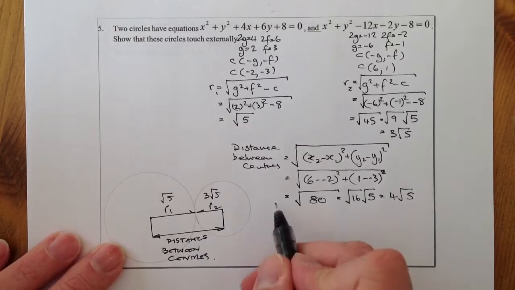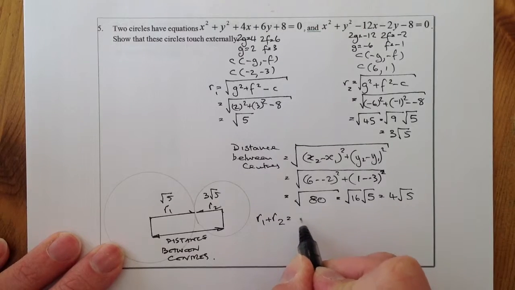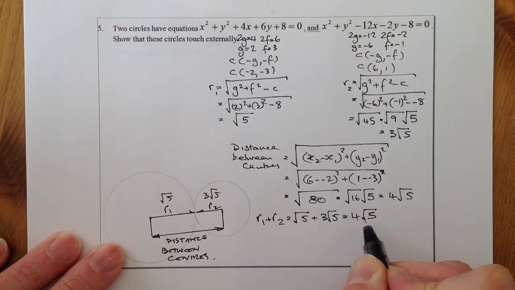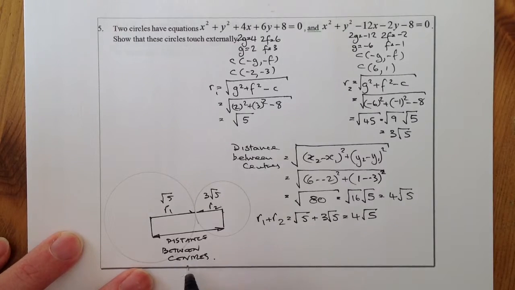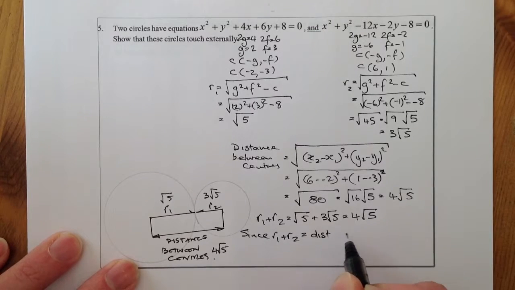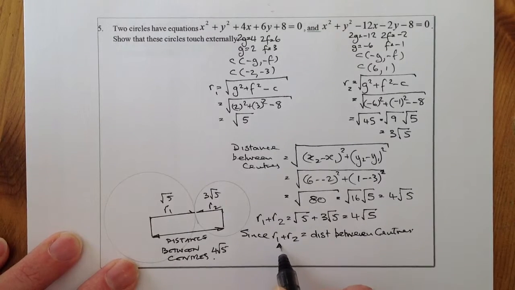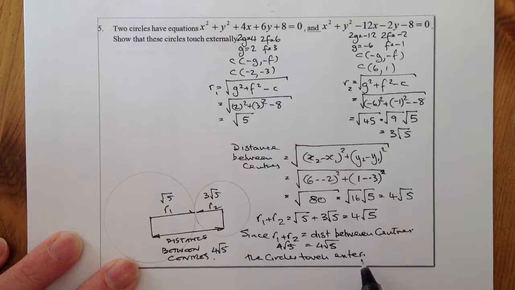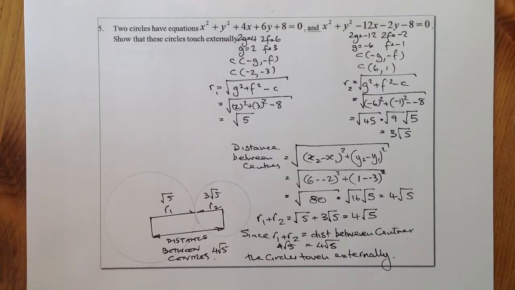What I'll do is work out R1 plus R2. So R1 plus R2 is equal to root 5 plus 3 root 5, which equals 4 root 5. So they're the same. The distance between the centres is 4 root 5, and the two radii added together also make 4 root 5. So the circles do touch externally. Since R1 plus R2 equals the distance between centres, and that was 4 root 5 equals 4 root 5, the circles touch externally. Okay, that's the question complete.